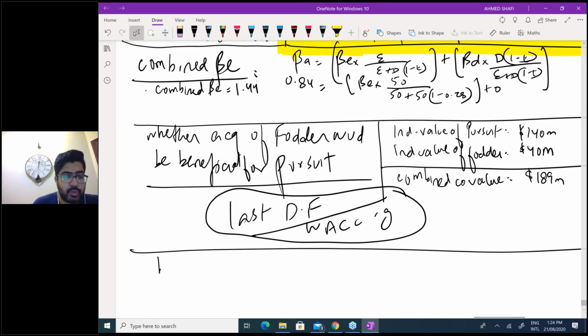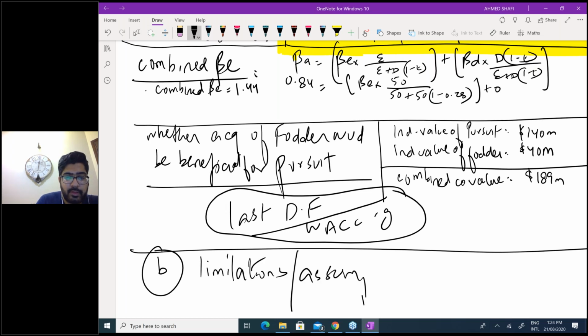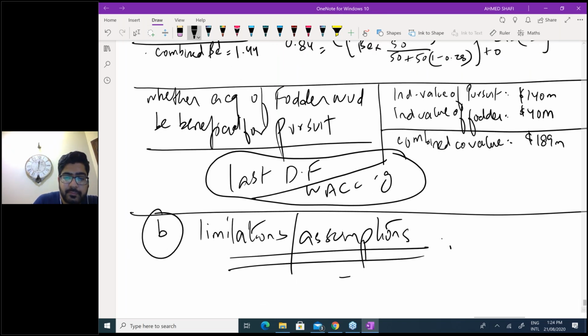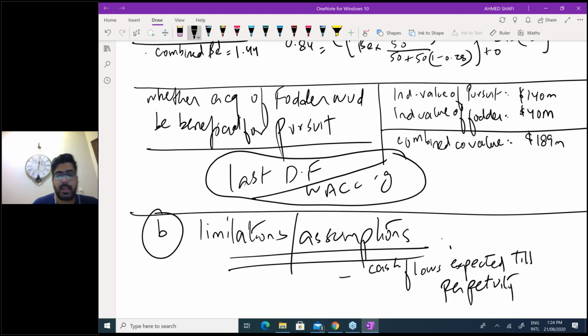I'm just running out of time. So one last thing, part B, limitations, also called assumptions of this valuation method. Now, in this valuation method, there are some assumptions like cash flows are expected till perpetuity. And perpetuity means infinite number of years. You can't get the number of years. So cash flows continue till perpetuity.